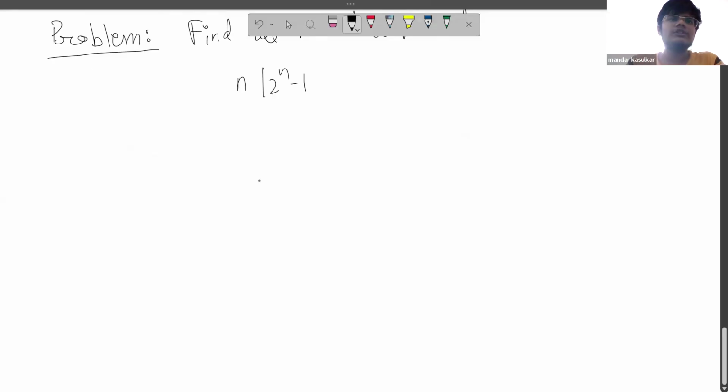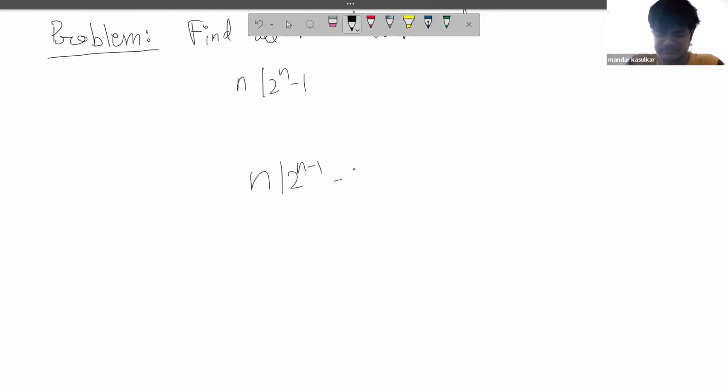Have most of you also seen this one? n divides 2 raised to the power n minus 1. Was it minus 1 or plus 1? Plus 1, I think. Yeah. Have most of you seen this problem as well? Seen but didn't solve. Okay. Nice. So let's just solve this problem. Think on this for 2-3 minutes. Give me any ideas you get.